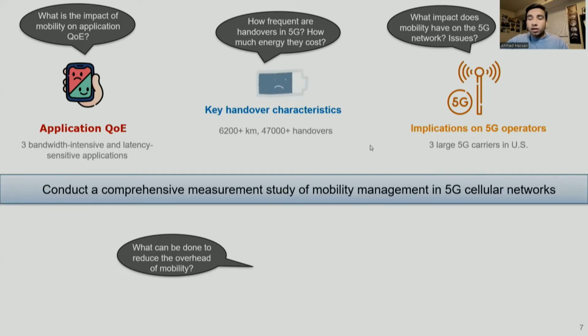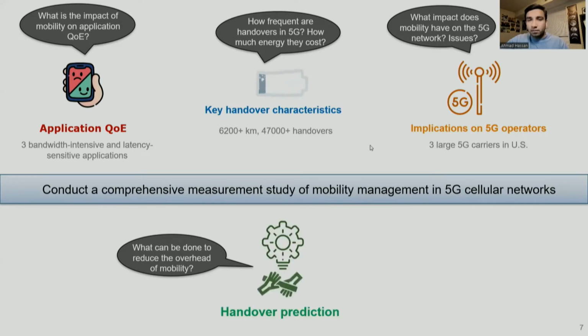To do that, we conduct a cross-country driving trip with data plans from 3 major 5G providers. Finally, we use insights obtained from our analysis to explore the 5G handover prediction problem. We develop a framework called Prognos that can mitigate the negative impact of frequent 5G handovers.